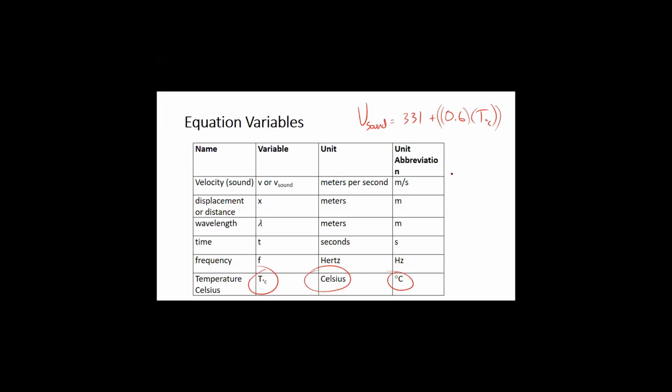So if I knew that today was 25 degrees Celsius, if I knew Fahrenheit, I'd have to convert to Celsius. But if I knew it was 25 degrees Celsius, all I'd have to do is take that number, multiply it by 0.6. So don't write this part in, but this is all I would do. If I knew this degrees Celsius, I'd just take that, multiply it by 0.6, get that answer and add 331 to it, and I'd know how fast sound was traveling.